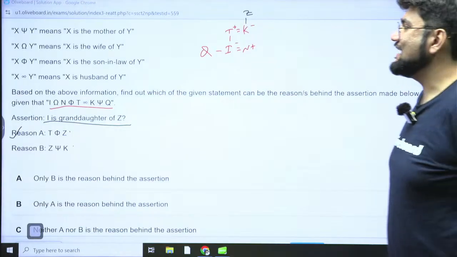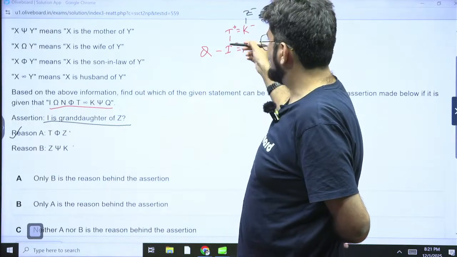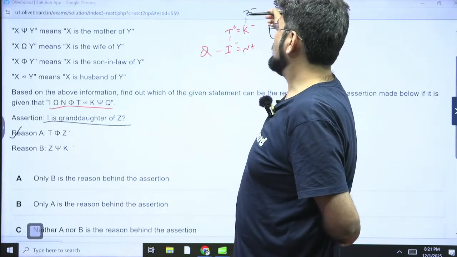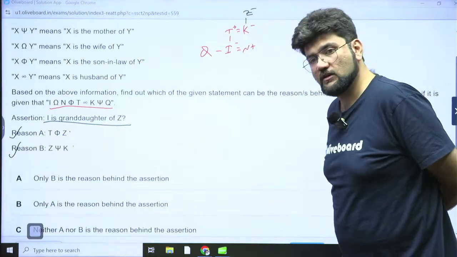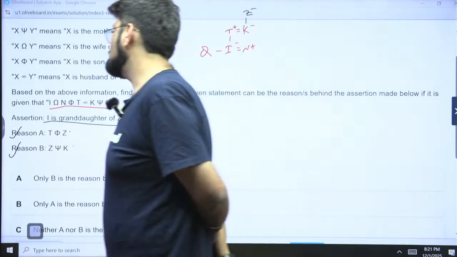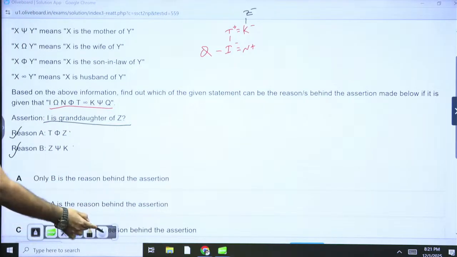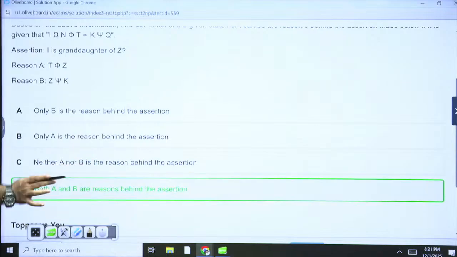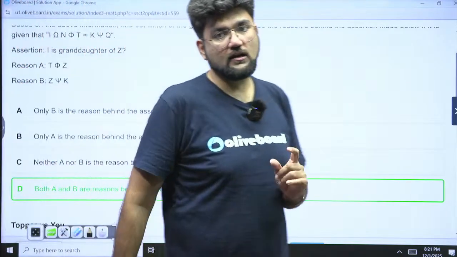So Z psi K. Z psi K means Z is the mother of K. Even then we will understand that I is the granddaughter of Z. That is also true. So both are individually correct. Both reasons are individually enough to answer the assertion. Now what is the correct answer? Look at the options. Only B, no. Only A, no. Neither A nor B. So we have only this answer. Both A and B are reasons behind the assertion, but they are individual reasons, not a combined reason.